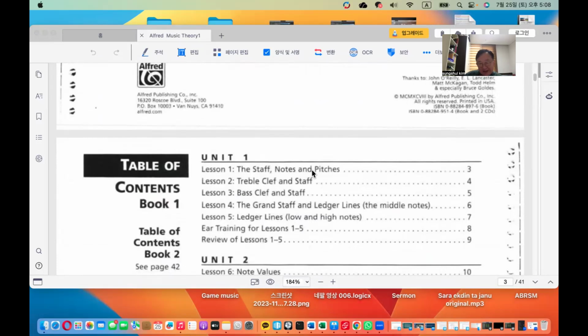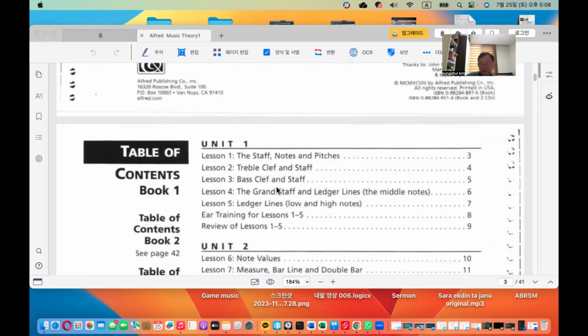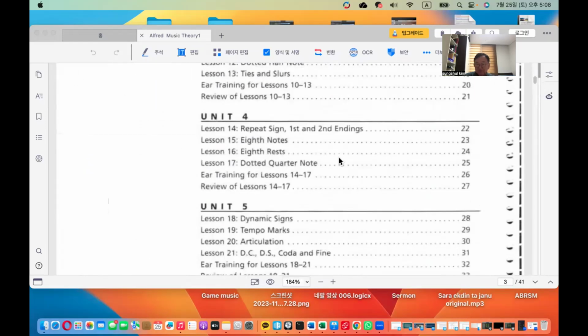Okay, before I start music theory, this book has 3 books. This is book 1. Today we will learn about lesson 1, the staff, notes, and pitches.